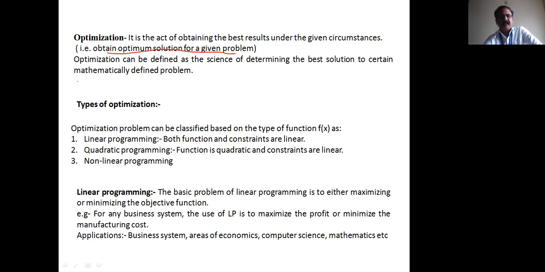Simply, optimization can be defined as the science of determining the best solution to certain mathematically defined problems. This is how optimization can be defined. It is simply a method of obtaining the best results amongst the available solutions under the given circumstances, that is, under the given constraints or the limitations. Then next point is the type of optimization.